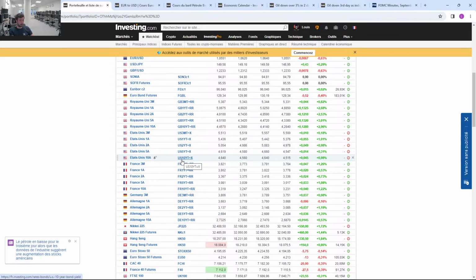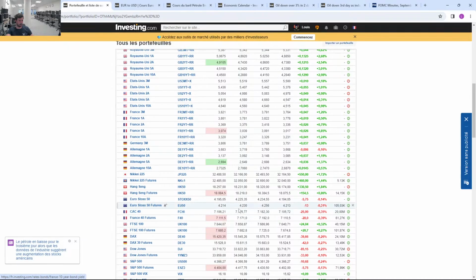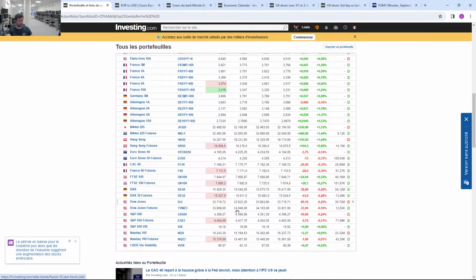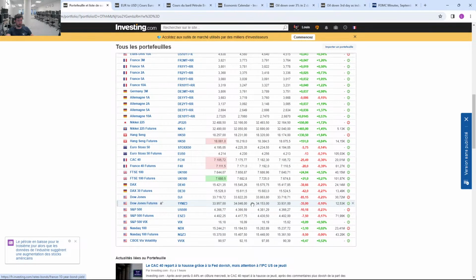We see equity. Oh no, wait, sorry, it got updated. Euro stocks and CAC are in the red. Equity are actually all in the red. Sorry, it's down. The VIX is up. It's around 16%, so a bit lower than last week, but still pretty high.